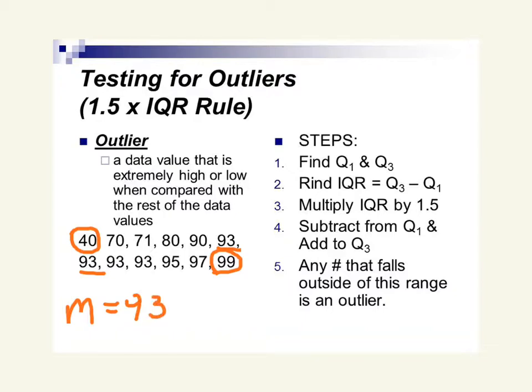So now we want to find Q1. Well, Q1 is really simple. Q1 is just the median of the lower half of the data. So let me switch colors here. So if we just look at this first row of numbers, and we're just simply going to look at the median of those two numbers, and that will tell us what Q1 is. So Q1 is going to end up being the average of 71 and 80. So if I add those two together and divide by 2, Q1 would be 75.5.